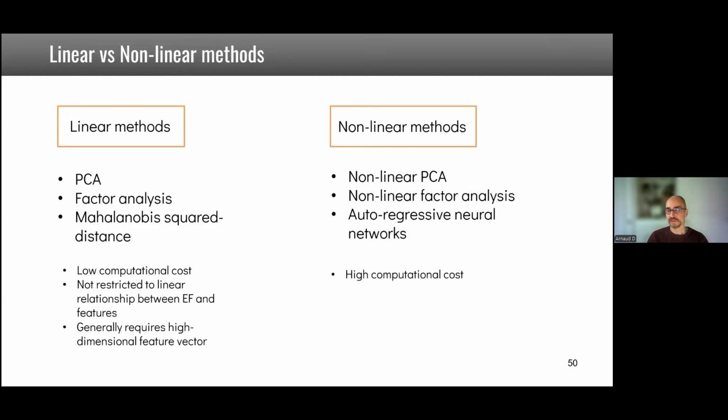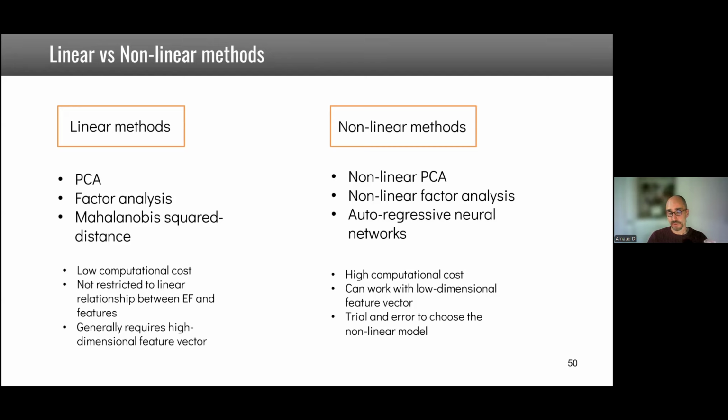Now, for nonlinear methods, there is a very high computational cost because you have to fit nonlinear models of the data, nonlinear PCA, nonlinear factor analysis. This is really computationally expensive. But the advantage is that because the model is more flexible than the linear one, it can work with a low dimensional feature vector as well. Okay, because you don't have that restriction. Let's say it's easier to find a null space with a smaller feature vector.